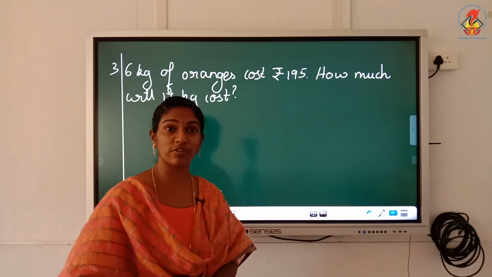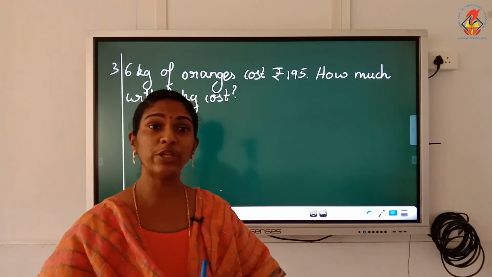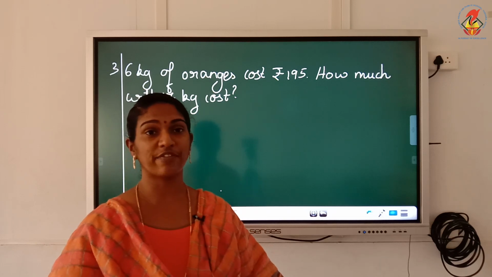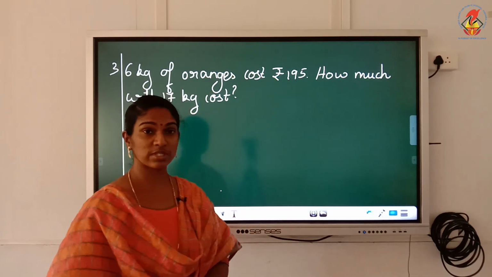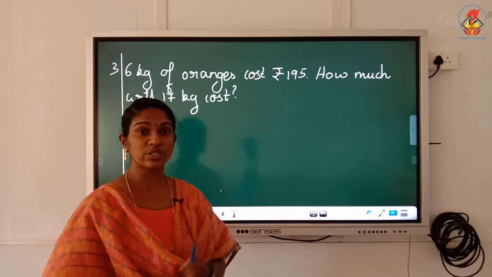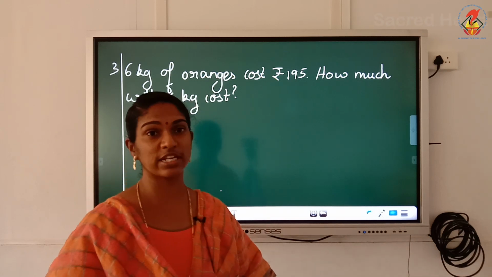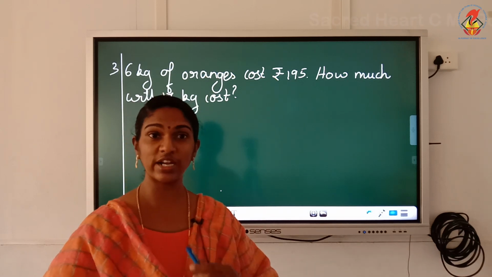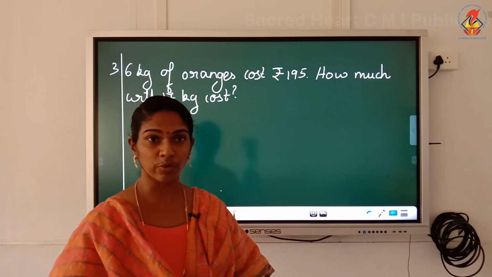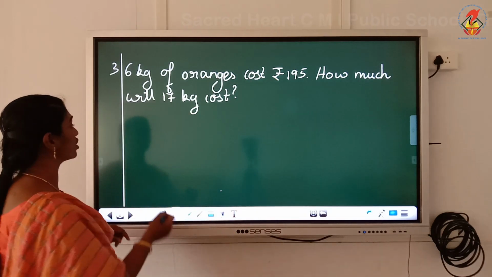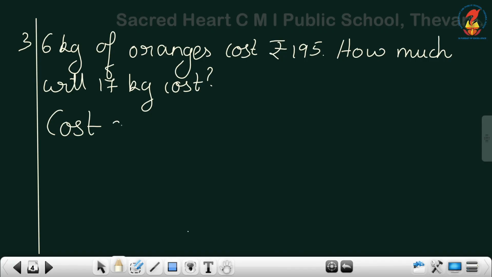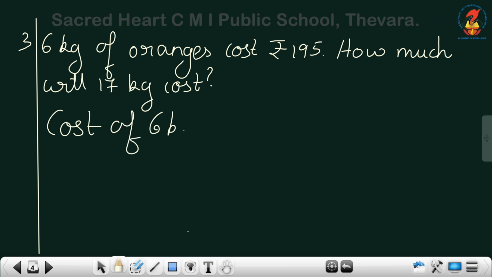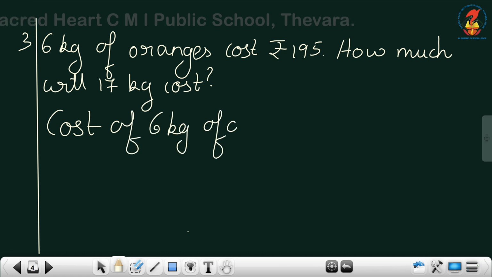After you get the cost of 1 kilogram, then you can find out the cost of 17 kilograms. Understood? This method we call the unitary method. That is, first you find out for 1 and then you find out for more. Here they have given you the cost of 6 kg. So first we will write the statement: cost of 6 kg of oranges.